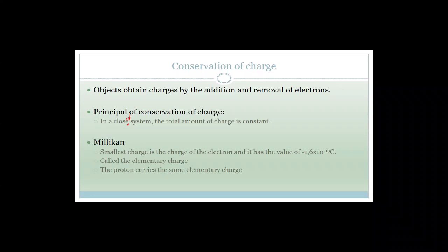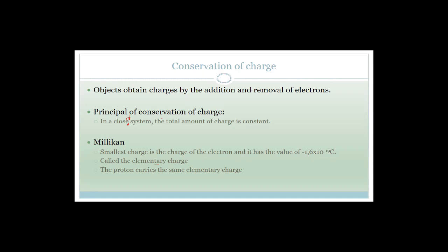But what he discovered was that the smallest charge is the charge of the electron, and it has the value of 1.6 times 10 to the negative 19 coulombs. This is called an elementary charge. The proton carries the same elementary charge, but obviously it is positively charged. So the proton has the same value, except instead of being negative, it is positive: 1.6 times 10 to the negative 19 coulombs.